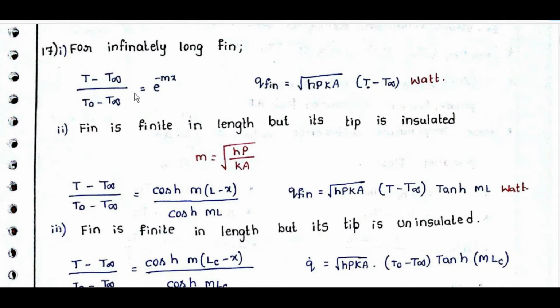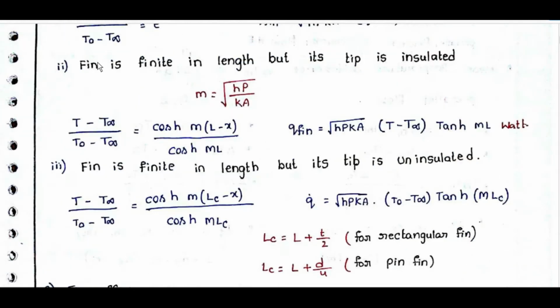For infinitely long fin, T minus T infinity by T naught minus T infinity is equal to e power minus mx. Q fin is equal to root hPkA (T naught minus T infinity) watt. Fin is finite in length, but its tip is insulated. m is equal to root hP by kA. T minus T infinity by T naught minus T infinity is equal to cosh m(L minus x) by cosh mL. Q fin is equal to root hPkA (T naught minus T infinity) tanh mL watt.